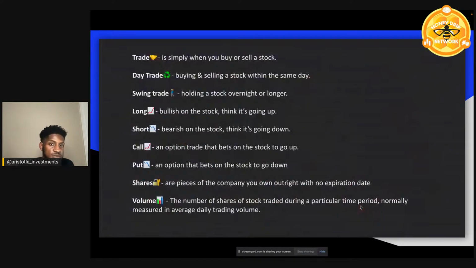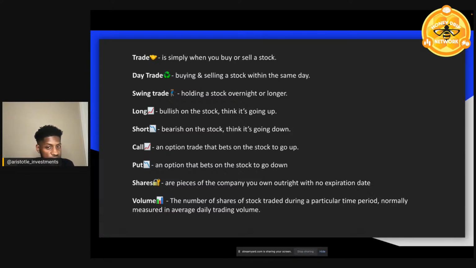Now, a trade is when you simply buy or sell a stock. Day trade is when you're buying or selling stock within the same day. From 9:30 to 4 o'clock Eastern time, New York time, is when the stock market is open. Day trade, buying and selling the stock within the same day. Swing trade, holding a stock overnight. Long, bullish on the stock; short, bearish on the stock.